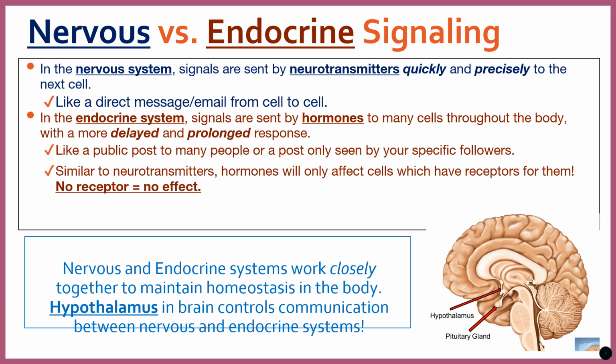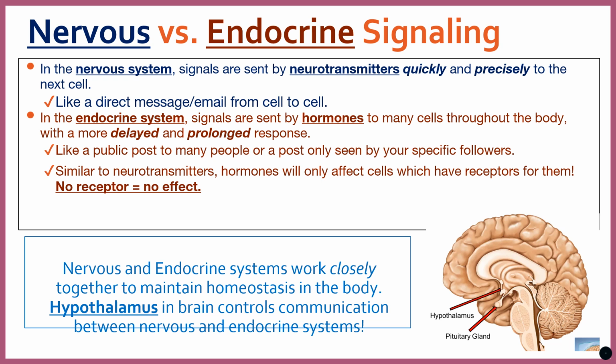Okay, so remember that we have negative and positive feedback loops, and we're going to see a few examples of that. Something I want to touch on first is the difference between the nervous system signaling and the way that the endocrine system is going to signal. In the nervous system, signals are sent by neurotransmitters, really quickly and really precisely to the next cell, something similar to a direct message email type situation from cell to cell.